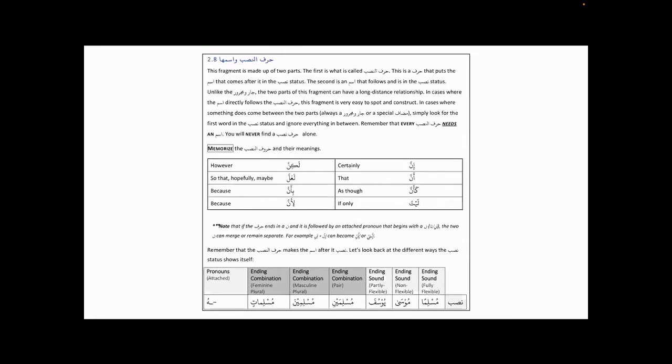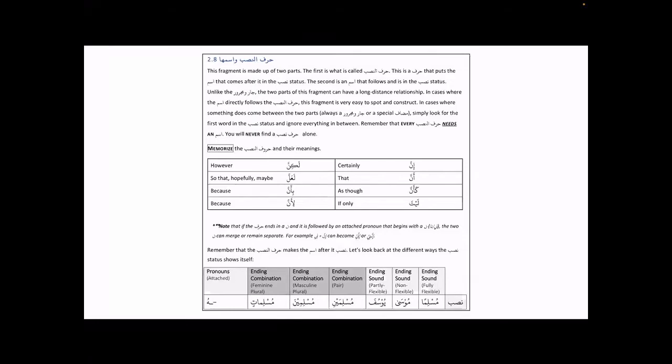Like last class, we learned harfu jar fragment, right? So now we are learning fragments, and some are going to be harf and ism fragment, meaning they are the combination of harf and ism, and some could be ism and ism fragment. So two isms are creating a fragment. And we started from harf and ism fragment.